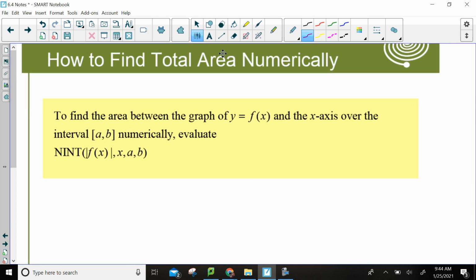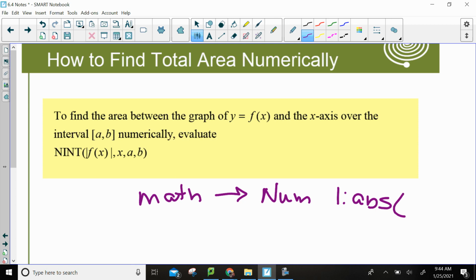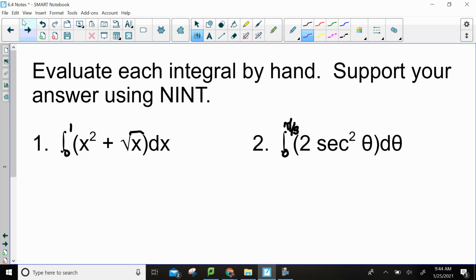To find it numerically, you can just nint it. When in doubt, nint it out. You can put this in your calculator with the absolute value sign. Absolute value is in the math menu. Pull your calculator out. It's math, go over to number. So hit the over arrow, go over to number, and it should be number 1. It says ABS, with a parenthesis. It should come up as an actual absolute value sign in your calculator.